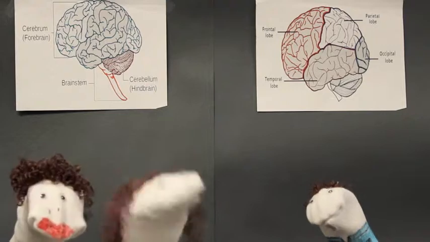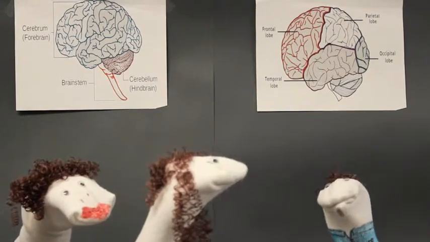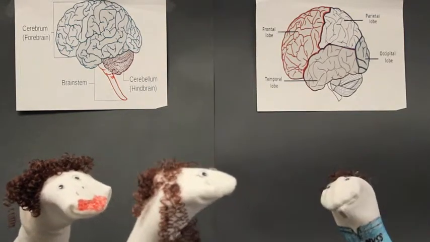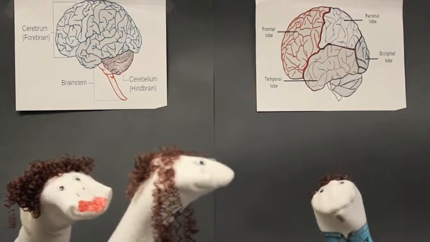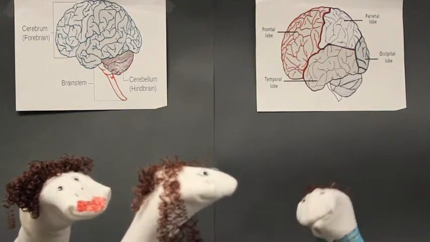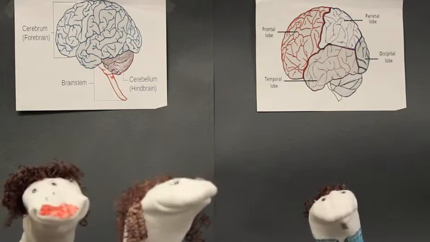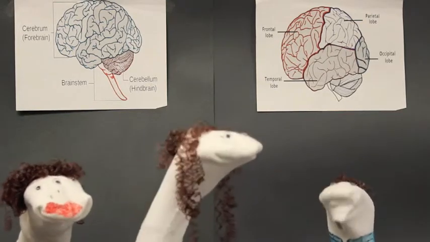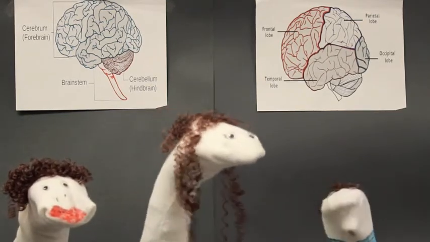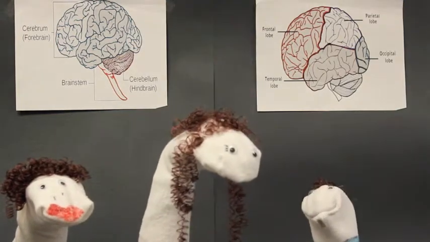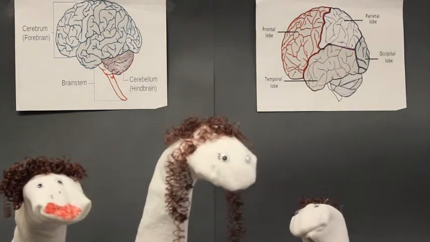Next is the brainstem, which has three parts, which would be your midbrain, pons, and my favorite, the medulla oblongata. Which reminds me, when I was young, I had two cats. One was called Meowdula, and the other Oblongata.